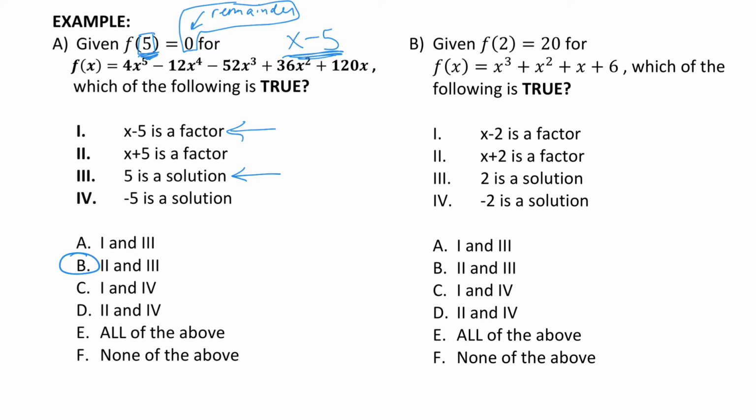All right, so here, the next example. Given that f of 2 is equal to 20, notice that this is not 0. Which of the following is true? Well, it is not 0, so that means 2 is not a solution, and x minus 2 is not a factor. And so none of these are true, and so you would just put none of the above.